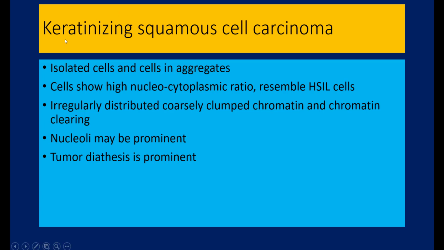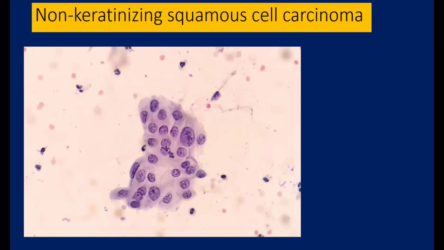I'm going to change this when I provide you with the PDF. I'm sorry about this, this is non-keratinizing squamous cell carcinoma. The cells are isolated, and many of them are in aggregates. So I'm extremely sorry, this should read as non-keratinizing squamous cell carcinoma. Isolated cells and cells in aggregates show high nucleocytoplasmic ratio, resemble HSIL cells. Irregularly distributed clumped chromatin clearly, nucleoli may be prominent, and tumor diathesis extremely prominent, right? So it's an example of a non-keratinizing squamous cell carcinoma.